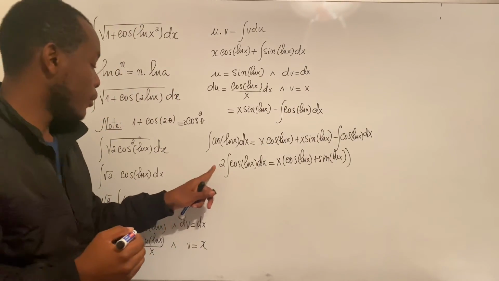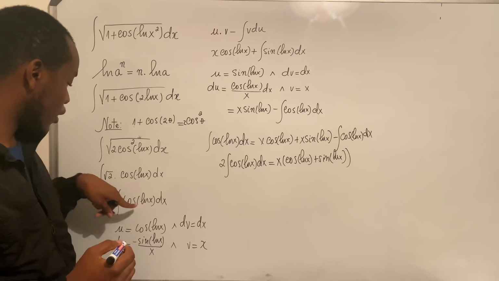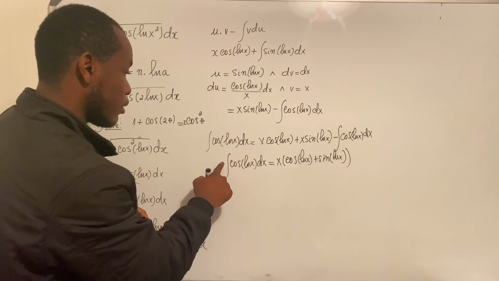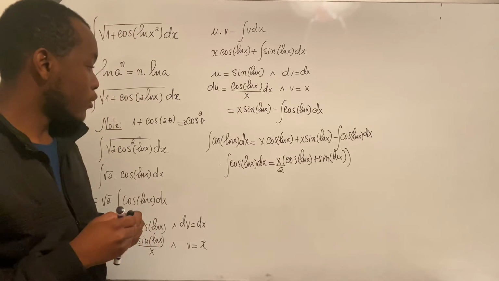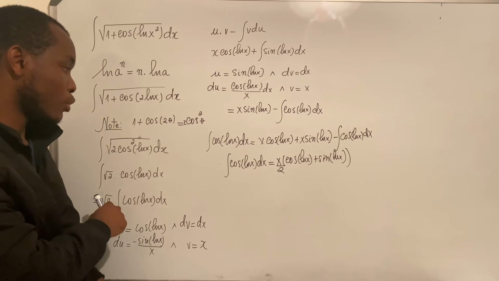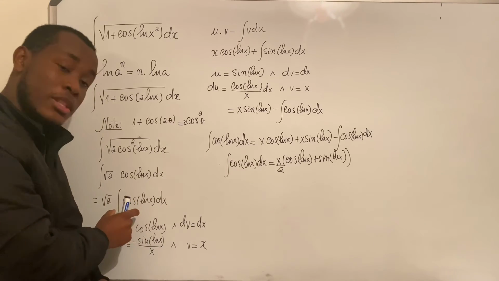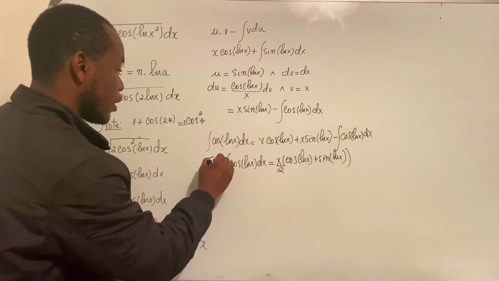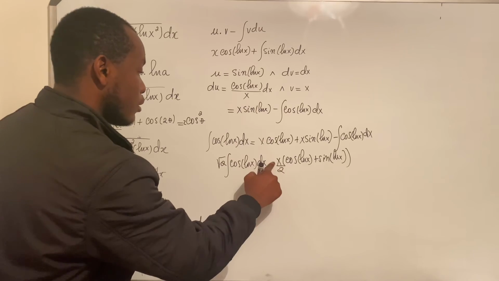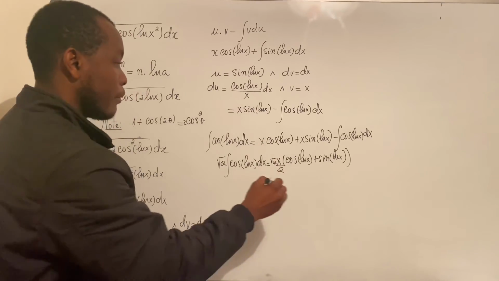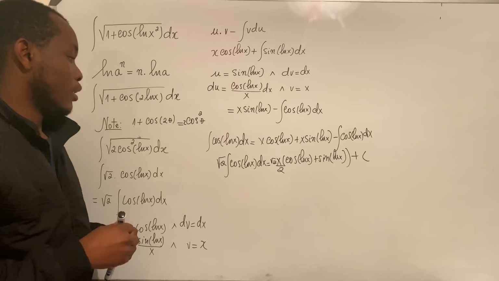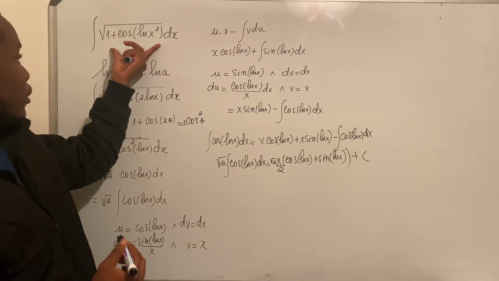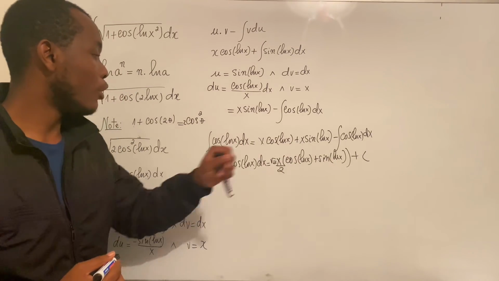Okay, now if we check, we have the square root of 2 here in the beginning. So the 2 can come here and divide this x. Since this expression is not the same as the original, we multiply by the square root of 2 on both sides. So we'll have square root of 2 here, and square root of 2 here, plus c. So this integral, which was reduced from here, this is the solution of the integral.